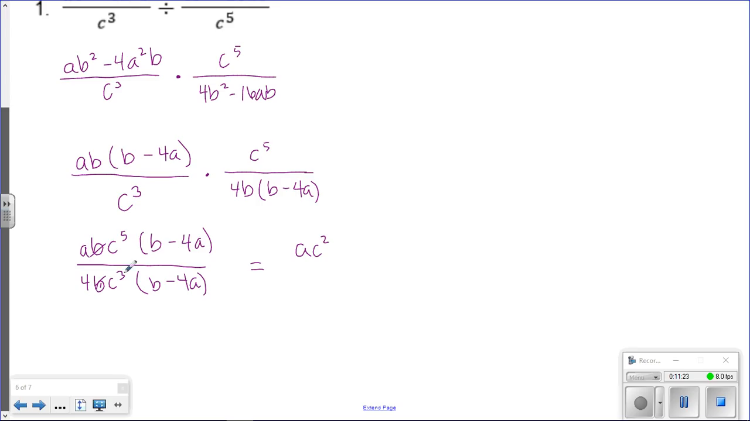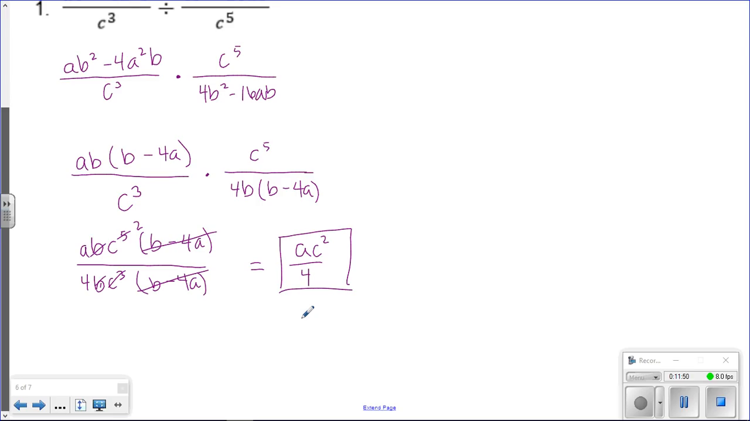And then I have a 4 here. And remember, that's gone, and that's a 2 now. So I have a 4. I can't cancel that out because there's nothing outside here that can simplify 4. So the 4 is just going to move over. And then I have b minus 4a and b minus 4a. So this is my simplified answer, ac squared over 4.